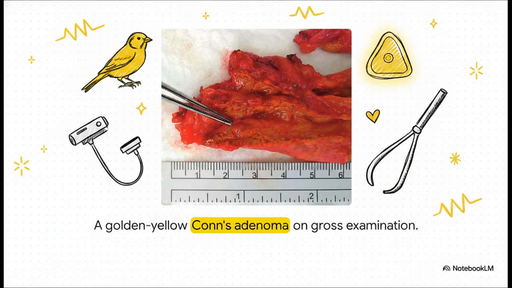Take a close look at this classic canary-colored tumor. This sliced surgical specimen is a golden yellow aldosterone-producing adenoma, which is the absolute hallmark of primary hyperaldosteronism or Conn syndrome.